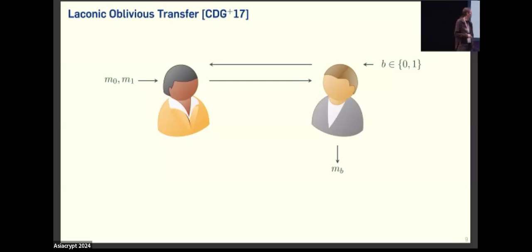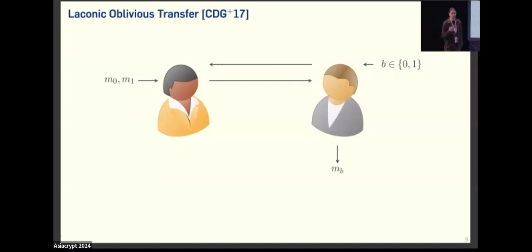So most of you are probably familiar with normal oblivious transfer. This means that we have Alice on the one side, she has two messages. We have Bob on the other side, he has a choice bit, and they communicate. And at the end of the communication, Bob should output the message MB, so the message that corresponds to his choice bit. And he should not learn anything about the other message, and Alice should not learn anything about the choice bit at all.